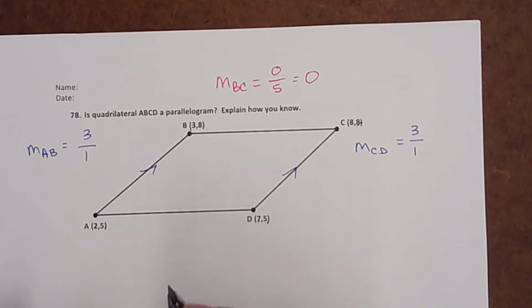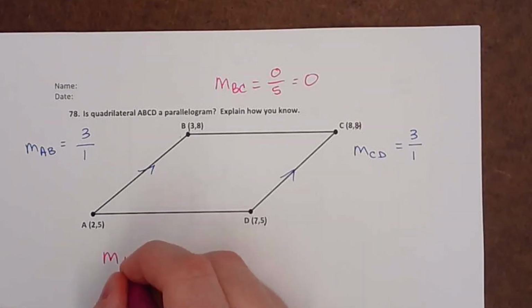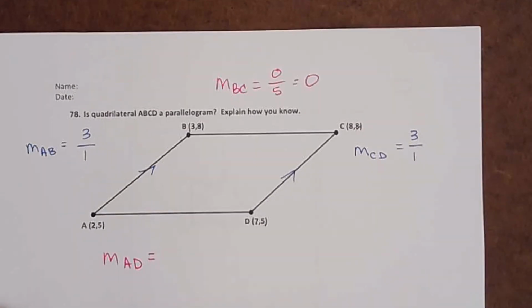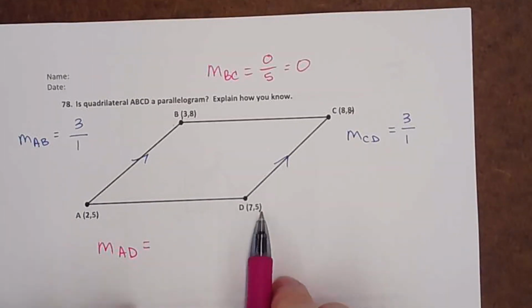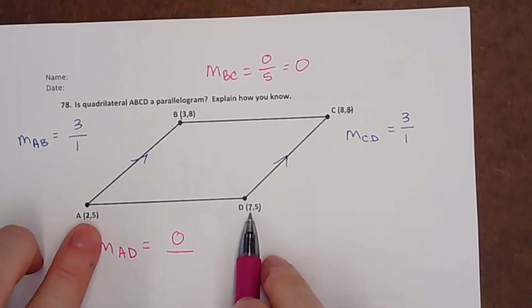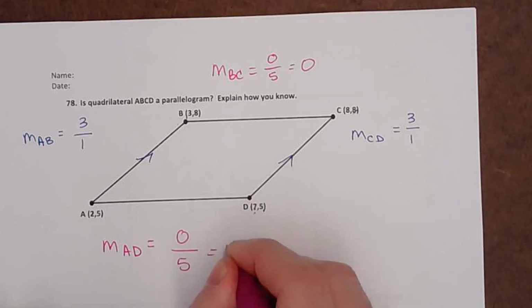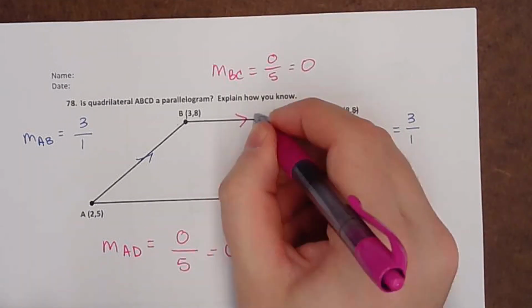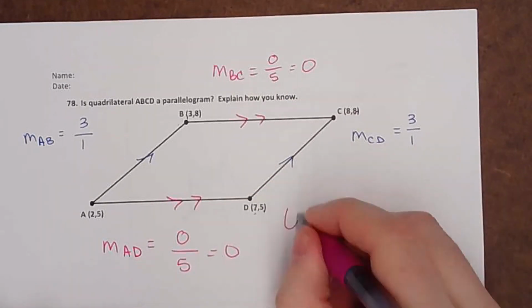Now let's see if this bottom one matches. The slope of AD. 5 minus 5 is? Looking promising. 7 minus 2 is? Oh, yeah. Are these parallel? Yes.